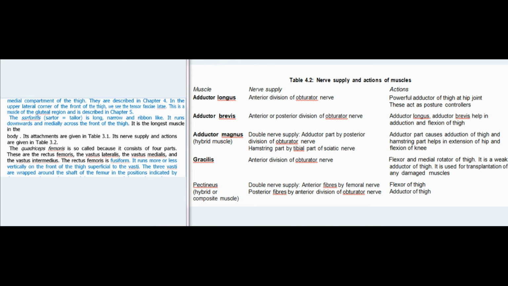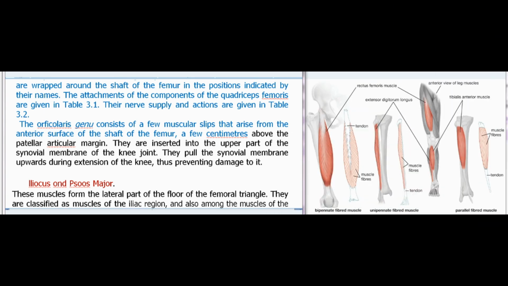The quadriceps femoris is so called because it consists of 4 parts. These are the rectus femoris, the vastus lateralis, the vastus medialis, and the vastus intermedius. The rectus femoris is fusiform. It runs more or less vertically on the front of the thigh superficial to the vasti. The 3 vasti are wrapped around the shaft of the femur in the positions indicated by their names. The attachments of the components of the quadriceps femoris are given in Table 3.1. Their nerve supply and actions are given in Table 3.2.